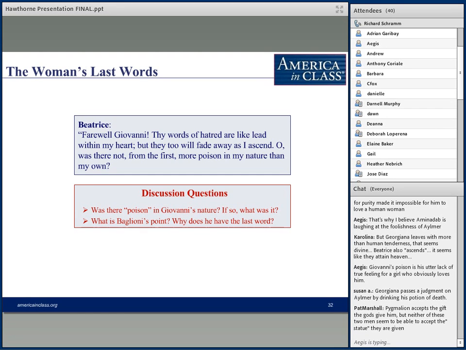Okay, we have a comment here. Pygmalion accepts the gift of the gods, the gift the gods give him, but neither of these two men seem to be able to accept the statue they are given. And we have someone agreeing with your interpretation. I think there's a dissertation in that.